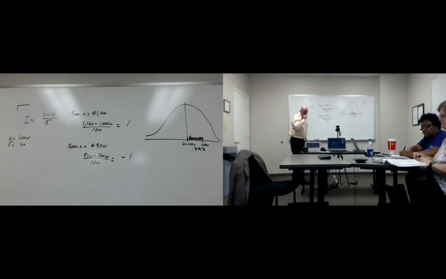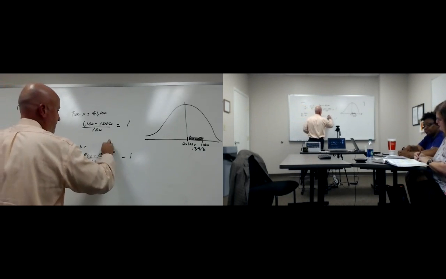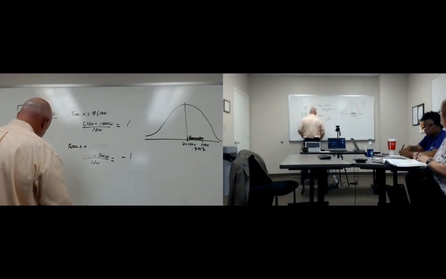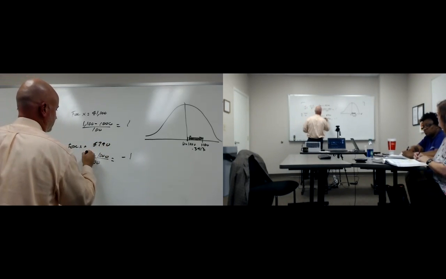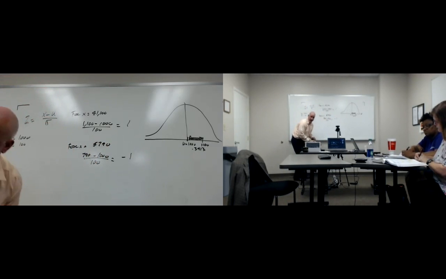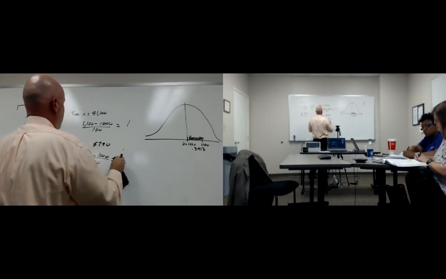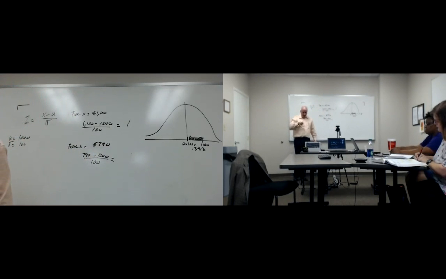Okay, now let's look at this example. What's the probability of selecting a shift foreman whose income is between $790 and $1,000? So 790 and 1,000. Solve this for me.